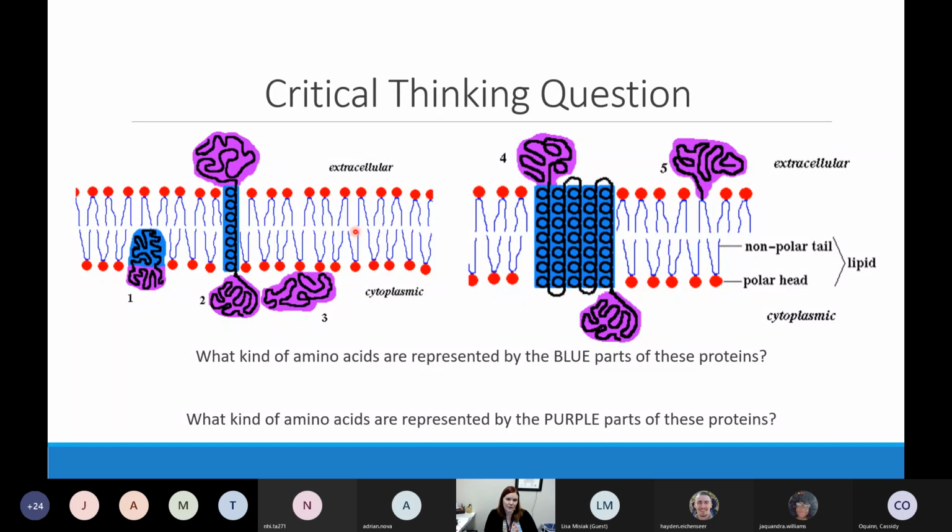You don't care which amino acid I tell you, you just care, hey, what's your personality type? If I know your personality type, I can predict where I'd find you. That's the goal of this critical thinking question.